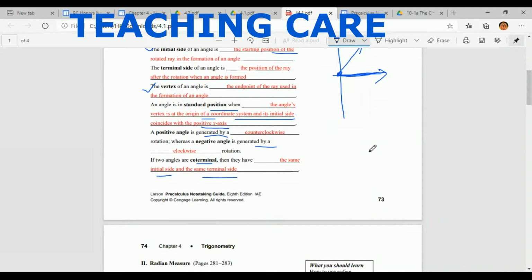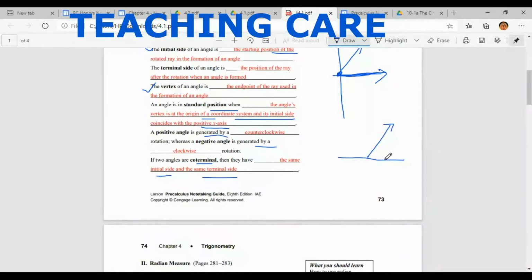So when you say two angles are coterminal, they have the same initial side and the same terminal side. Okay, you are having two angles here. You understand? See, like this somewhat.